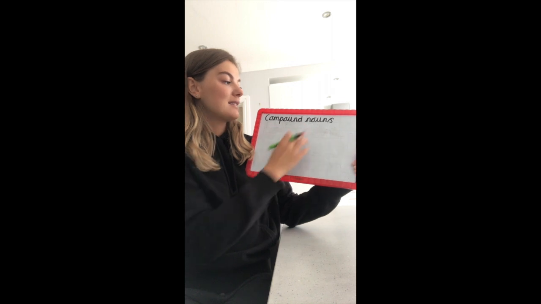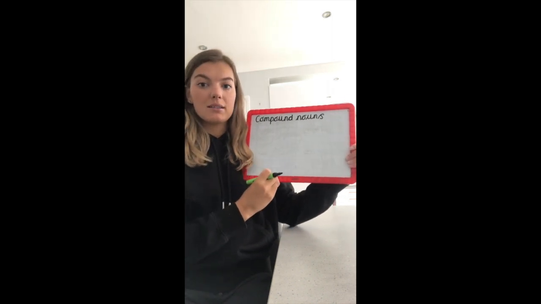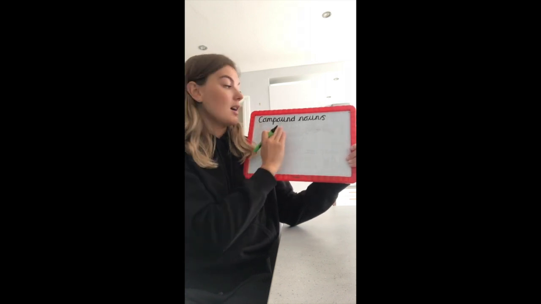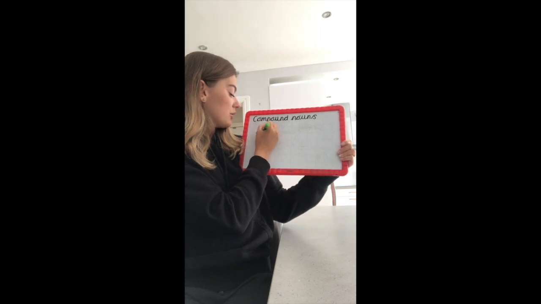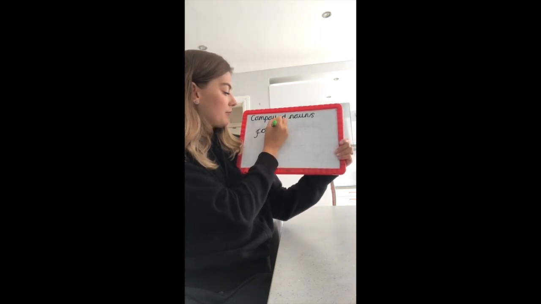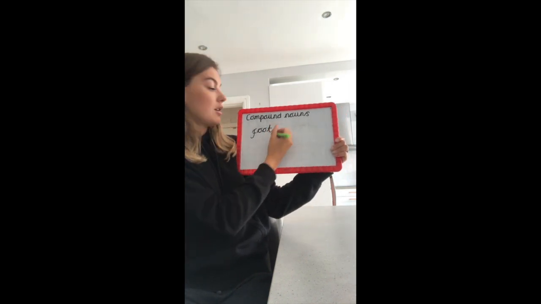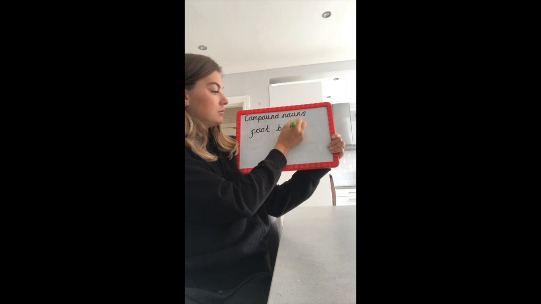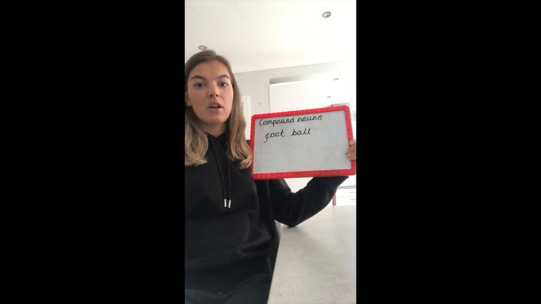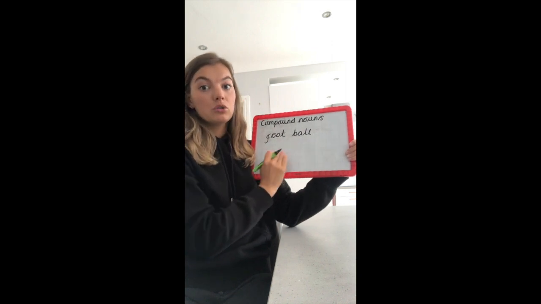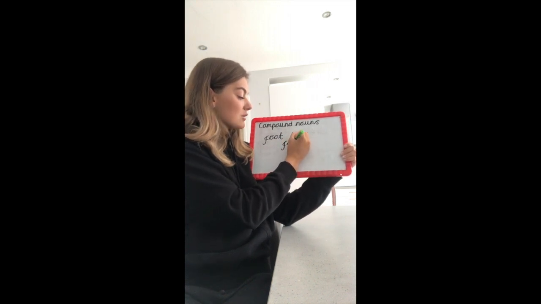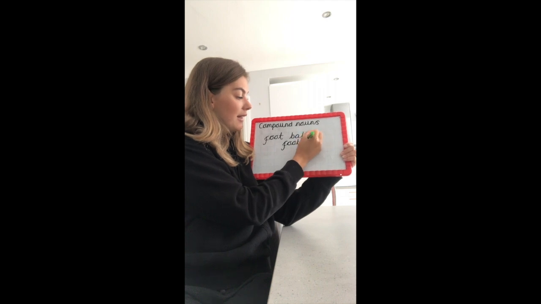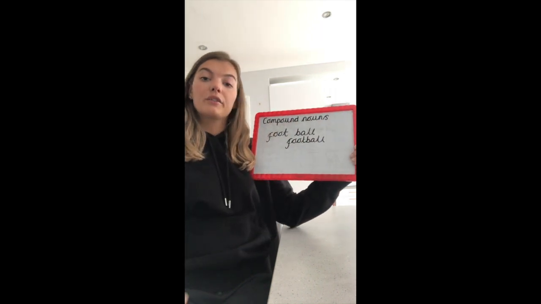Okay, so compound nouns, that's where we have two root words, so two nouns that we put together to make one word, and that one word is called a compound noun. So for example, you might have the word foot, and you might have the word ball. If you were to put those two root words together, if you were to put those two nouns together, it makes one word, it makes one compound noun, and that one compound noun would be football.